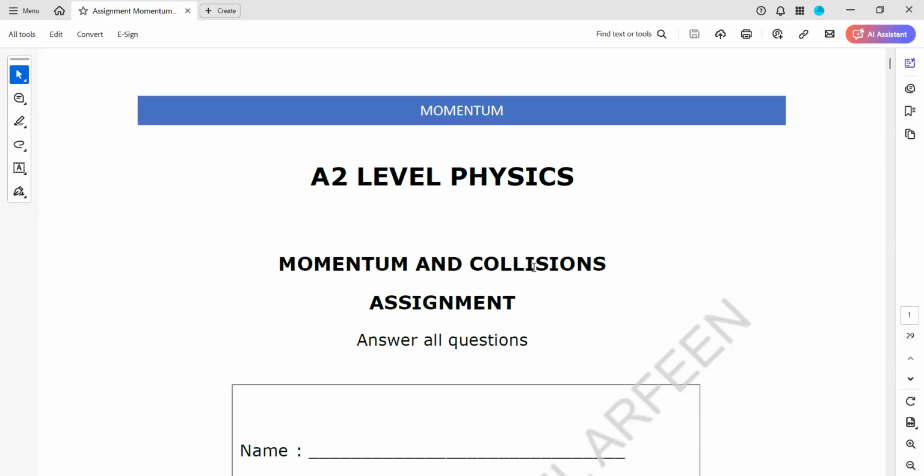So this assignment is related to momentum and collisions. For this assignment, we'll first do question 8 onwards.